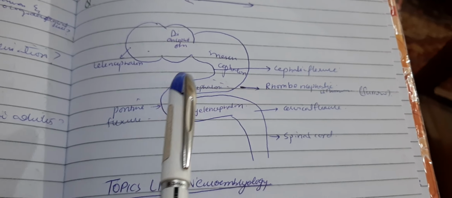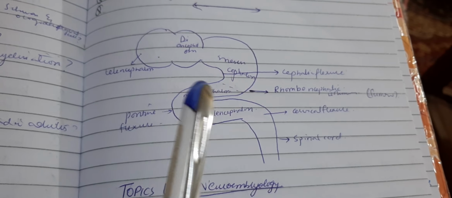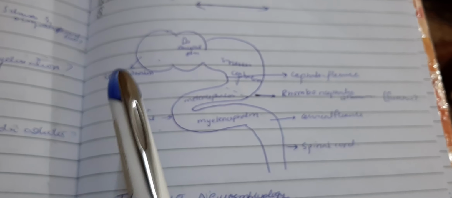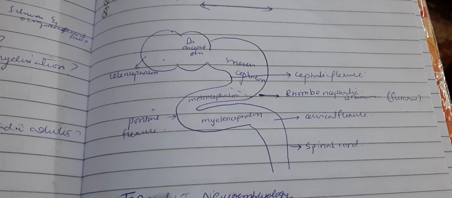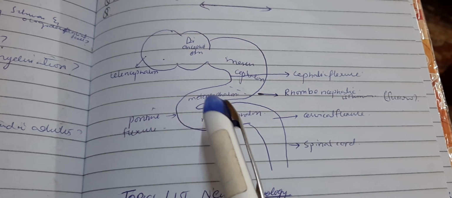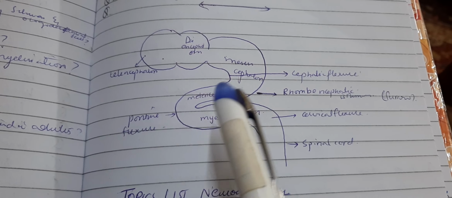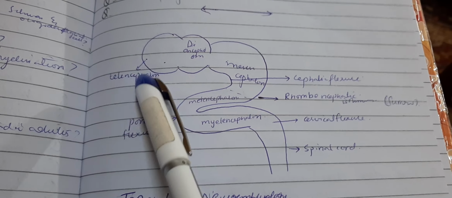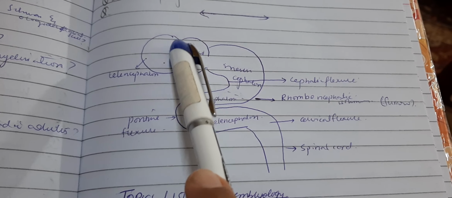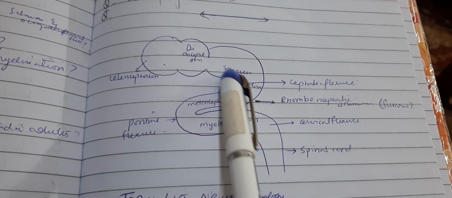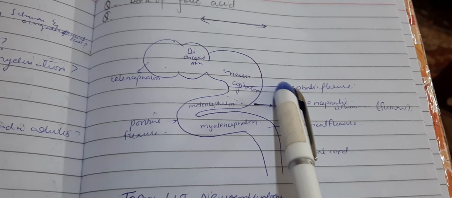So I made this diagram simply so that if you see a picture of an embryo, you know which part is which vesicle is labeled. ठीक है, आपके पास कोई label diagram आ जाती है and you want to identify the part, different vesicles. How do you know? There is telencephalon, which is the most rostral one. Then there is diencephalon. Then next comes the mesencephalon, which has the cephalic flexure.